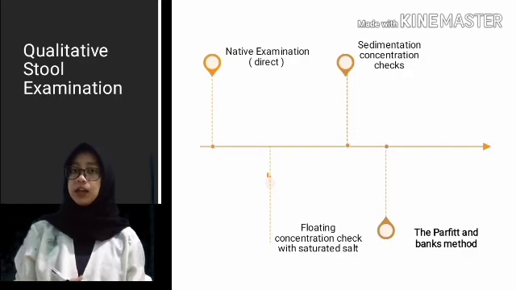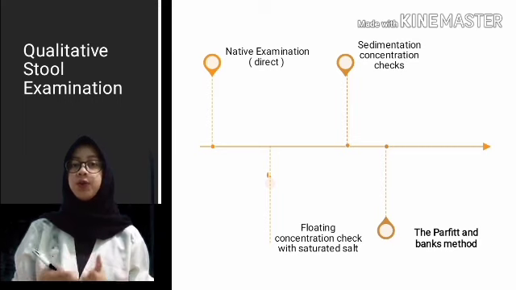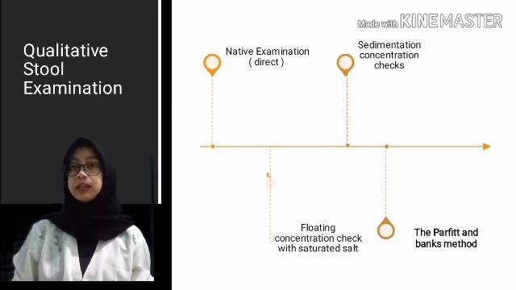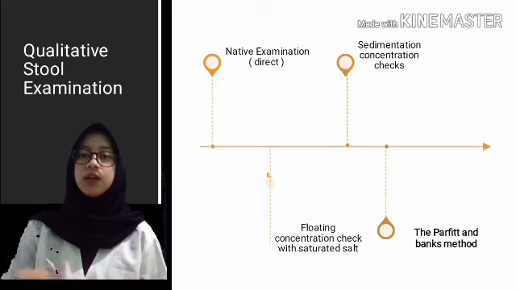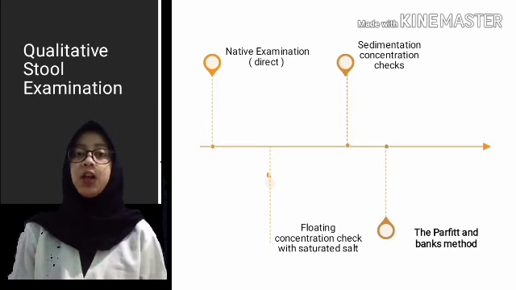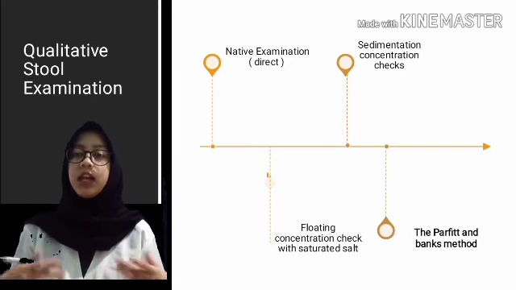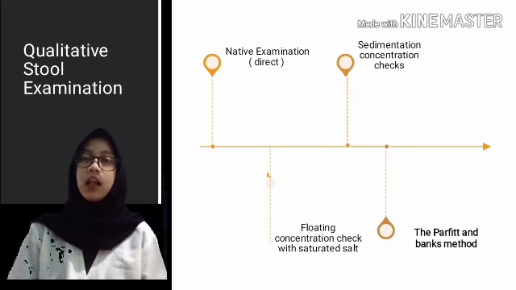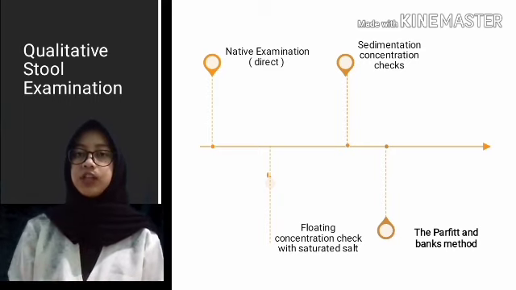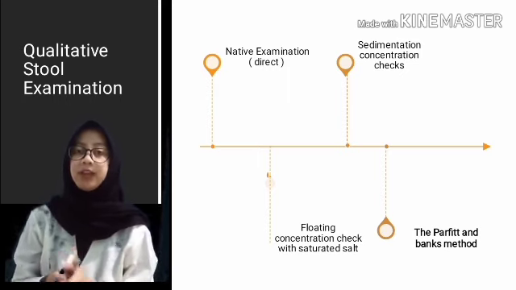Qualitative stool examination. 1. Native or direct examination. The native method is used for a quick and good test for severe infections, but for mild infections it is difficult to find eggs. 2. Sedimentation concentration examination. The principle is settling using a liquid that has a specific gravity lower than worm eggs, so that the worm eggs will settle. 3. Floating concentration examination with saturated salt. 4. The Parasit and Banks method.